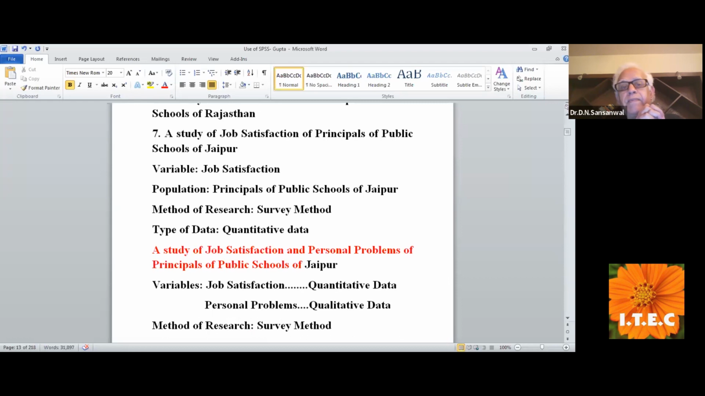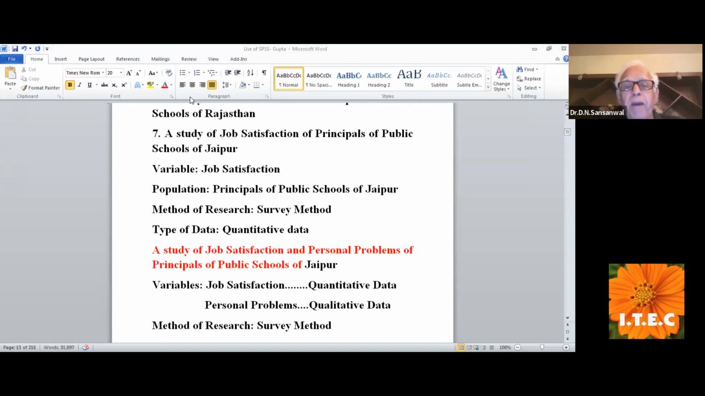Some of the people, they call it a mixed method. My dear friend, that is wrong. How can you have a mixed method? Some people call it mixed data. How can you mix the qualitative data and quantitative data? So that is wrong. The concept which some of these people are putting in front of you is not correct.